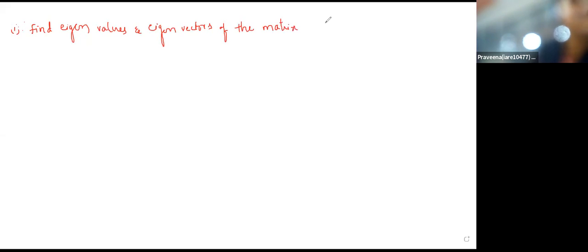Write down this question. Find eigenvalues and eigenvectors of the matrix A is equal to [I 0 0; 0 0 I; 0 I 0]. Is it clear, ma? Screen is clear, ma?